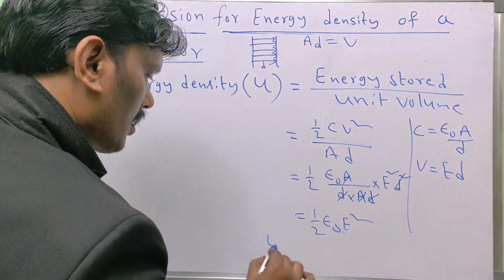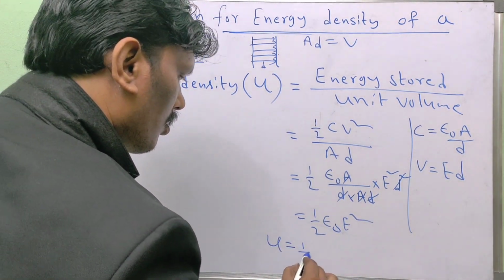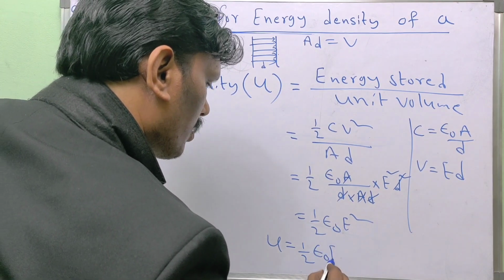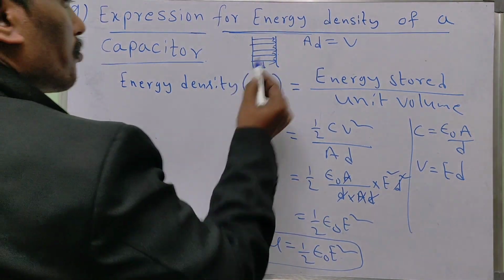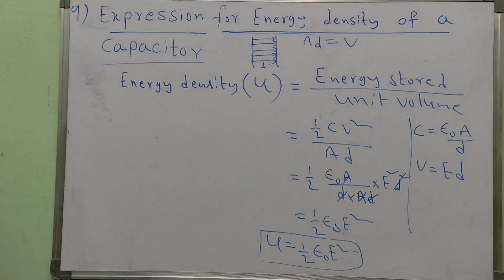So finally, what is the energy density formula I got? Half into epsilon naught times the square of the electric field. This is the electric field between the two capacitor plates. This is the energy density expression in the case of a capacitor. Note down, students.